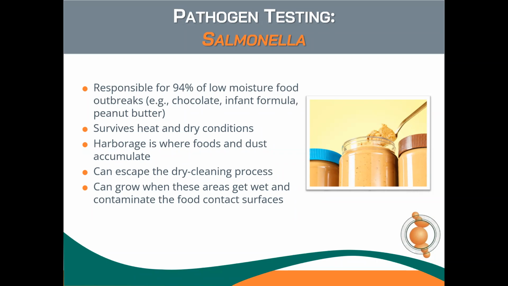Its harborage sites are where foods and dusts accumulate. So again, another great place for you to look in your facility, see where those harborage sites are. It can escape the dry cleaning process. So if you have a dry clean process in your facility, you definitely want to be testing for Salmonella. And it can also grow when those areas get wet, and that's when it just grows and grows. It might have a harborage point, but when you start adding water, that's when it can grow and then get into your food contact surfaces.